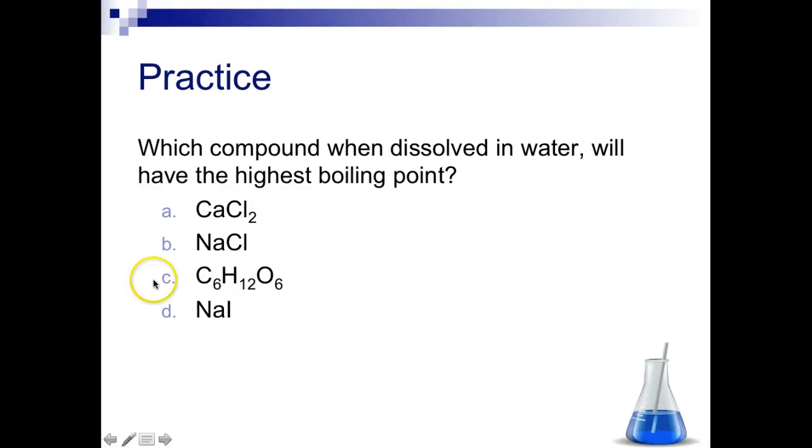Well, the first thing you need to do when you look at these problems is look at your choices. A is an ionic compound, B is an ionic compound, and D is an ionic compound. C is a covalent compound, so it's only going to stay as one particle, so that's not going to work. Both B and D are only going to dissociate into two ions, so that's not going to be enough. A actually dissociates into three ions, one Ca2 plus and two Cl minuses. So this is going to have the highest boiling point because it's going to change your boiling point the most.